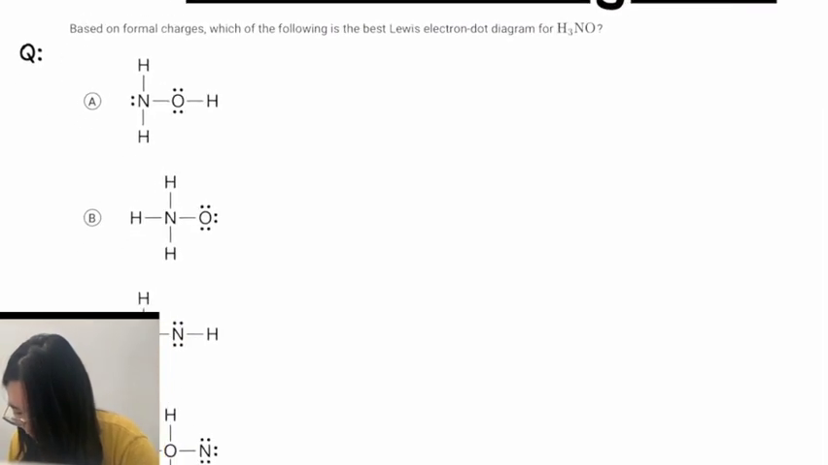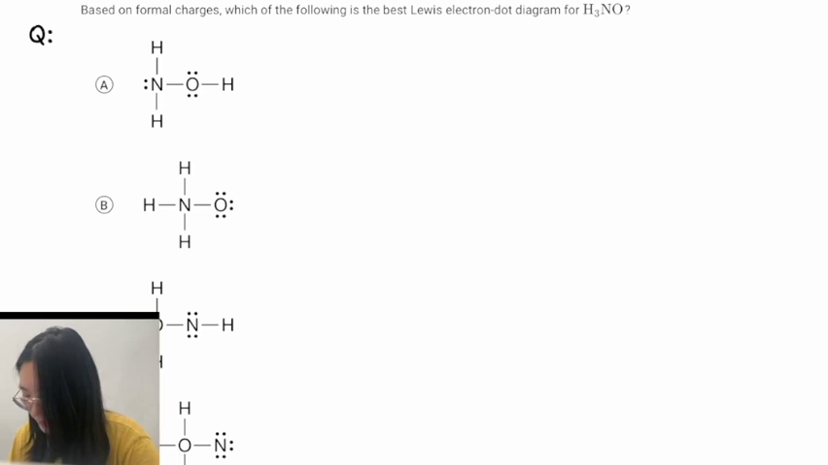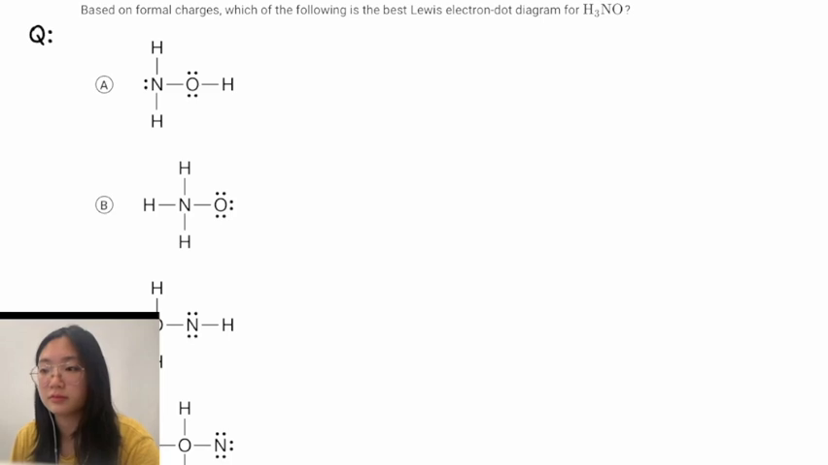Based on the formal charges, which of the following is the best Lewis electron dot diagram of H3NO?